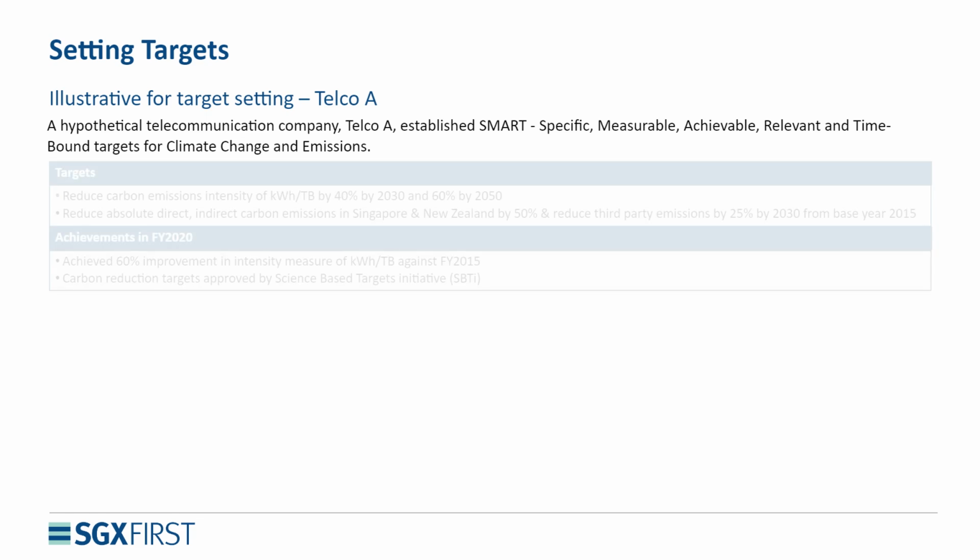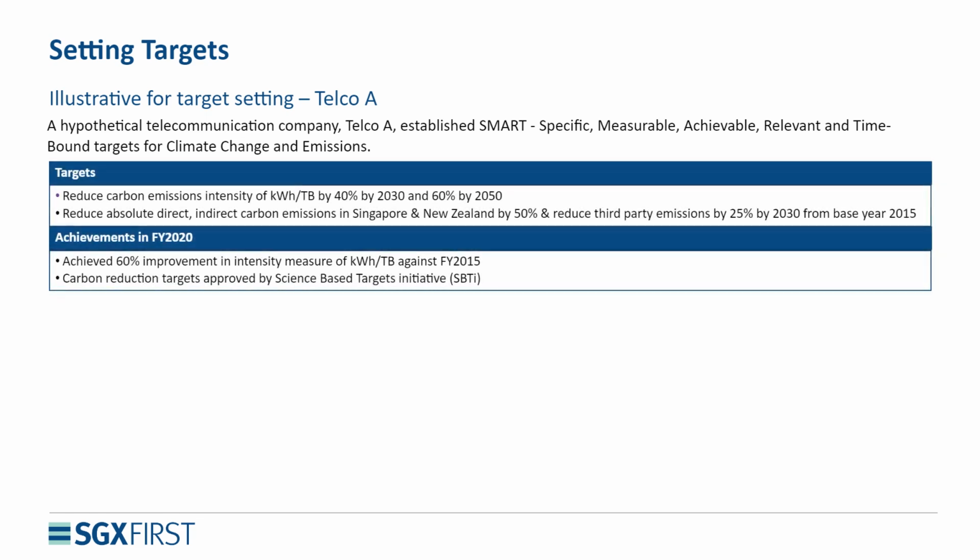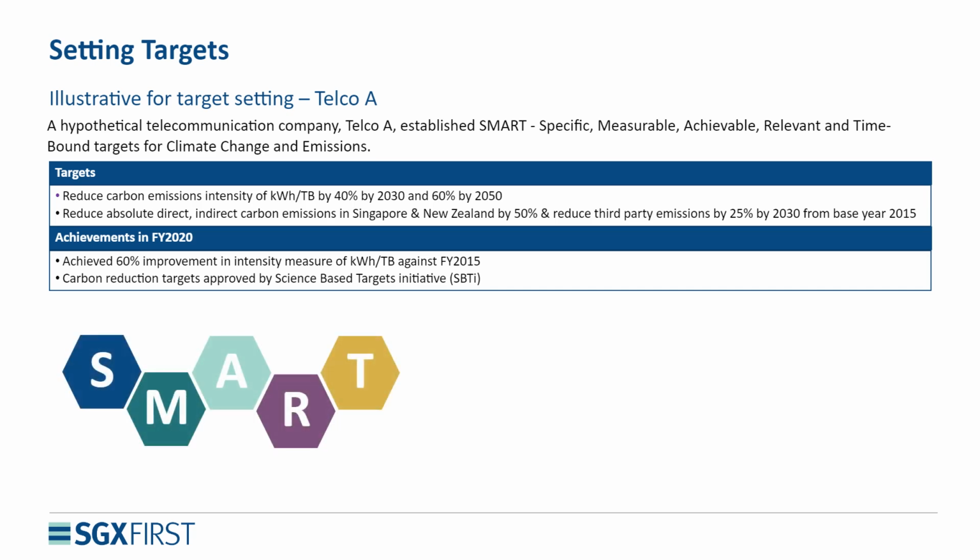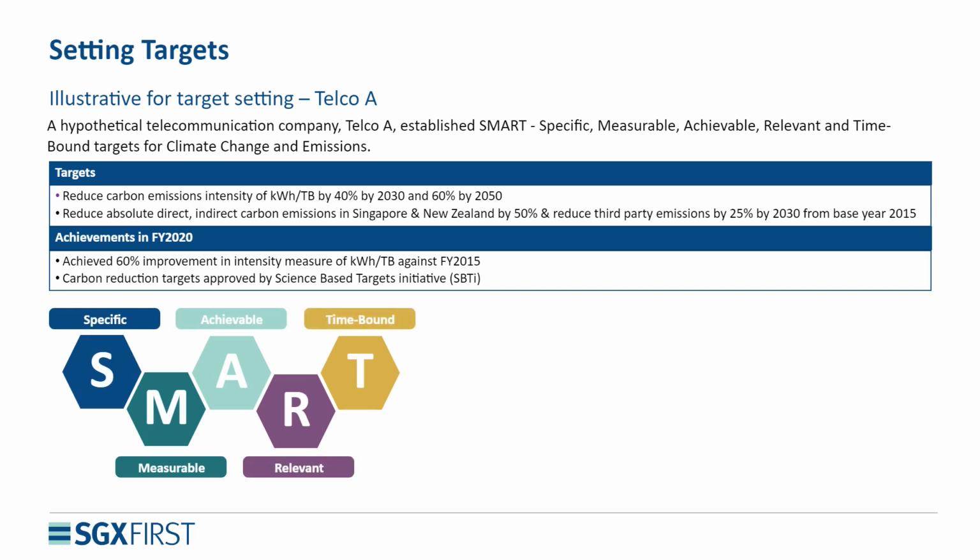This slide shows how a hypothetical telecommunication company, Telco A, has set targets to drive its sustainability strategy in the short, medium, and long term. Telco A established SMART (specific, measurable, achievable, relevant, and time-bound) targets for climate change and emissions. Setting SMART targets for climate change and emissions has helped Telco A monitor its progress and align with its sustainability strategy. Telco A measures its progress annually and discloses its performance in its sustainability report. Click on the letters to learn more about Telco A's SMART targets.